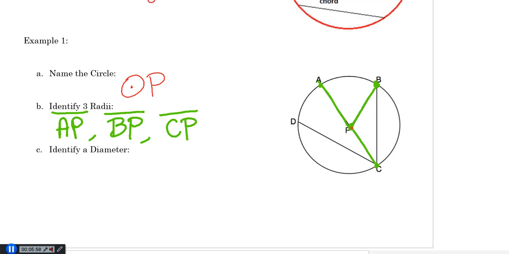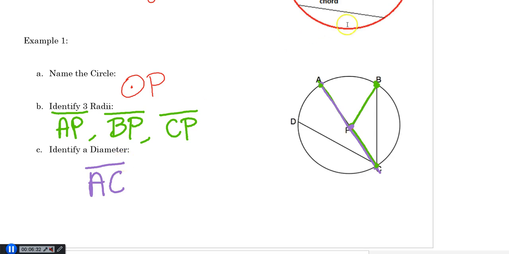Looking at my next example, it says identify a diameter. So what's important about the diameter is that it goes through the center. So my center is here, and it has to have 2 points on our circle itself. So the only one that does that is going from A through P all the way to C. So my diameter here is going to be A to C. Okay, you don't need the 3 letters. All you need is our 2 points to create that line.